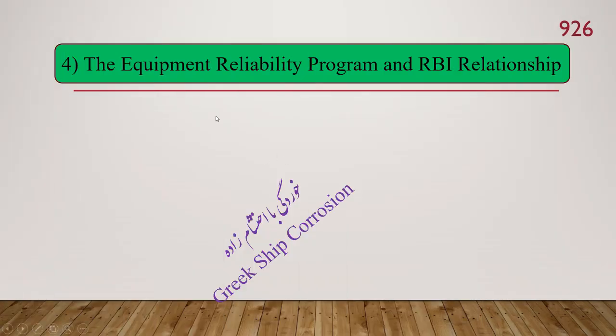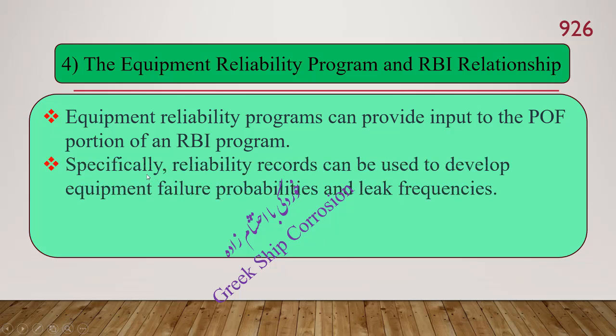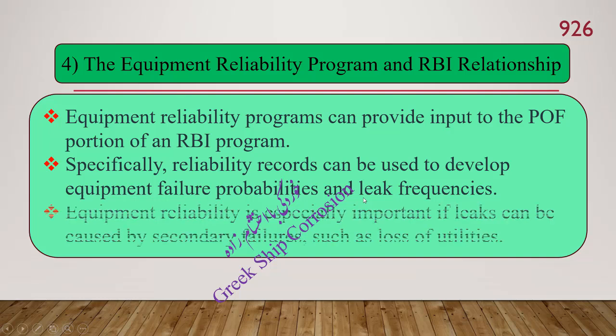4. The Equipment Reliability Program and RBI Relationship. Equipment reliability programs can provide input to the probability of failure portion of an RBI program. Specifically, reliability records can be used to develop equipment failure probabilities and leak frequencies. Equipment reliability is especially important if leaks can be caused by secondary failures, such as loss of utilities.